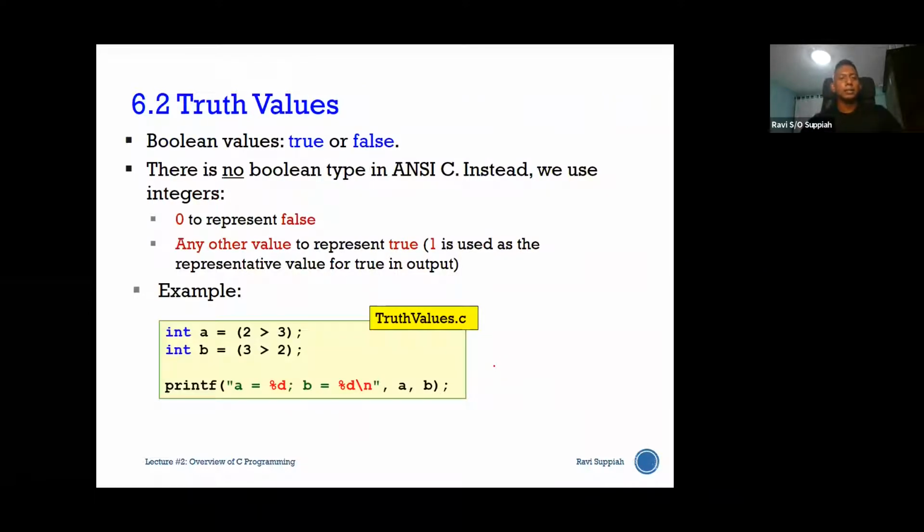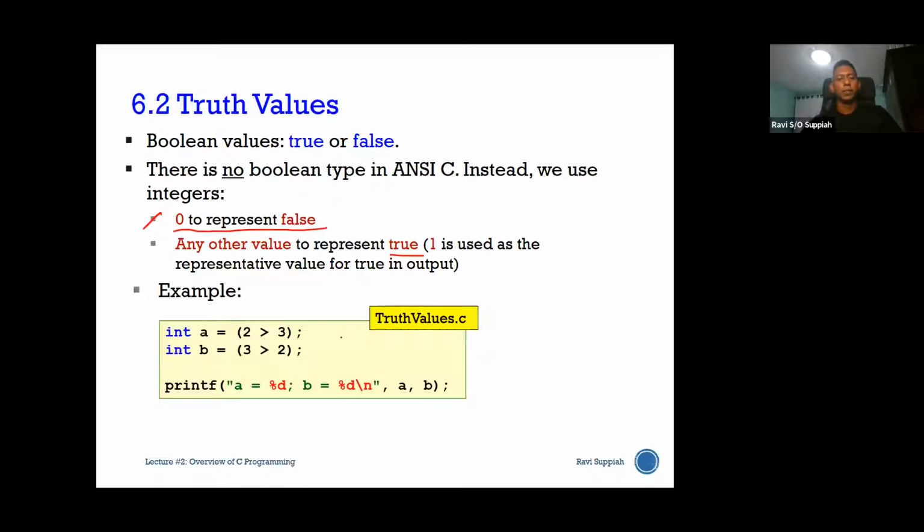Okay, in C, there is no Boolean type. There is no particular Boolean data type in C. So what we say is, as long as you see 0, you say it is false. Any non-zero value, could be positive, could be negative, doesn't matter, is automatically treated as true. Okay, so only 0 is false. Anything else is considered true.